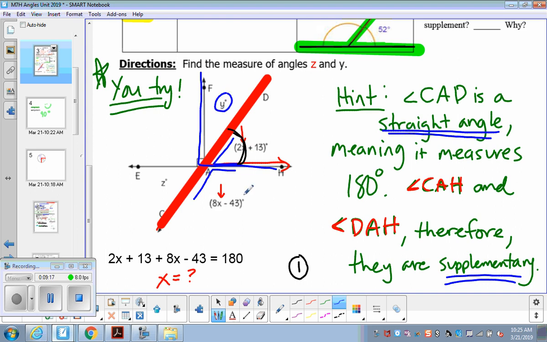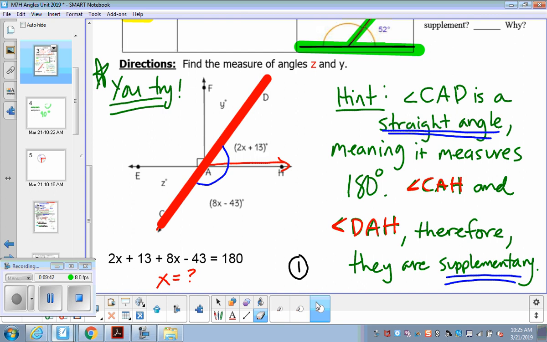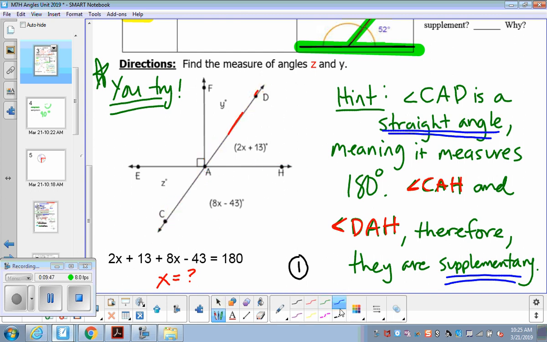Okay? So let me just back up to explain that one more time. Your goal first is to catch that this angle and this angle make this red straight line, so we can add them up, and it'll equal 180. When we do that, we'll have solved for x, which means we now have a value to plug in here and double it and add 13. We'll have a value for x to plug in and multiply by 8 and then subtract the 43. At that point, let me now erase everything. At that point, we'll know what this angle measures, and we'll know what this angle measures.